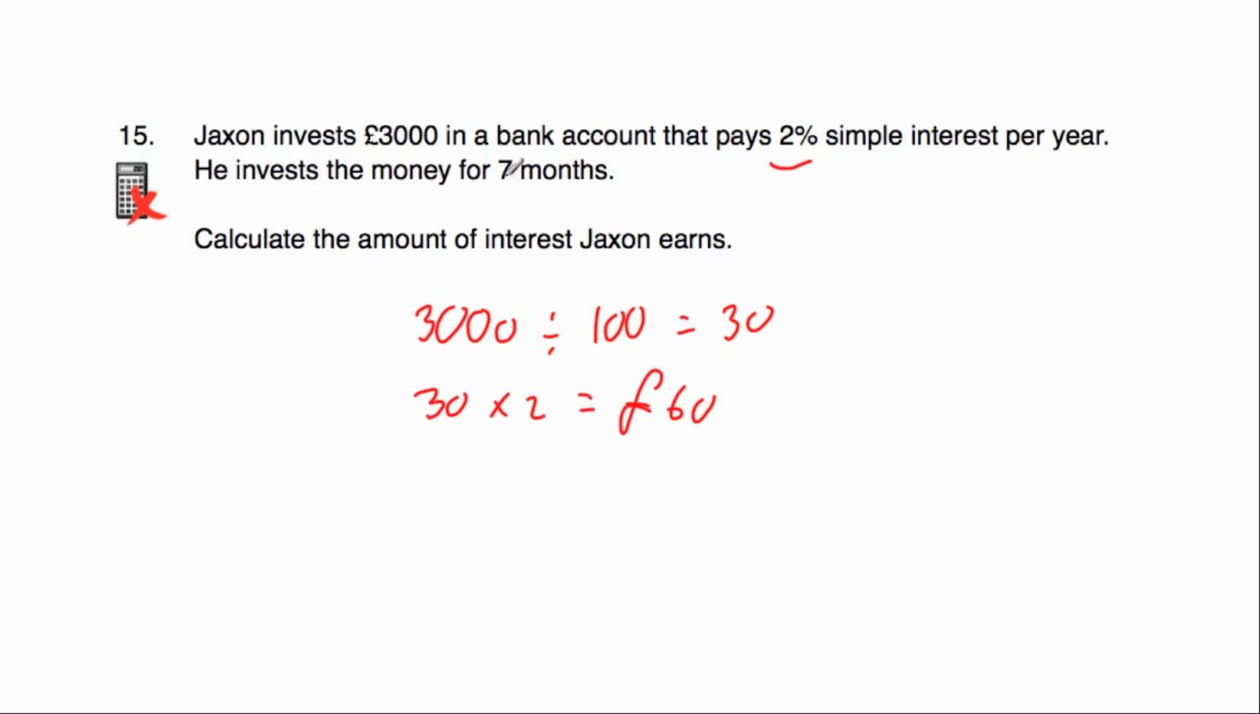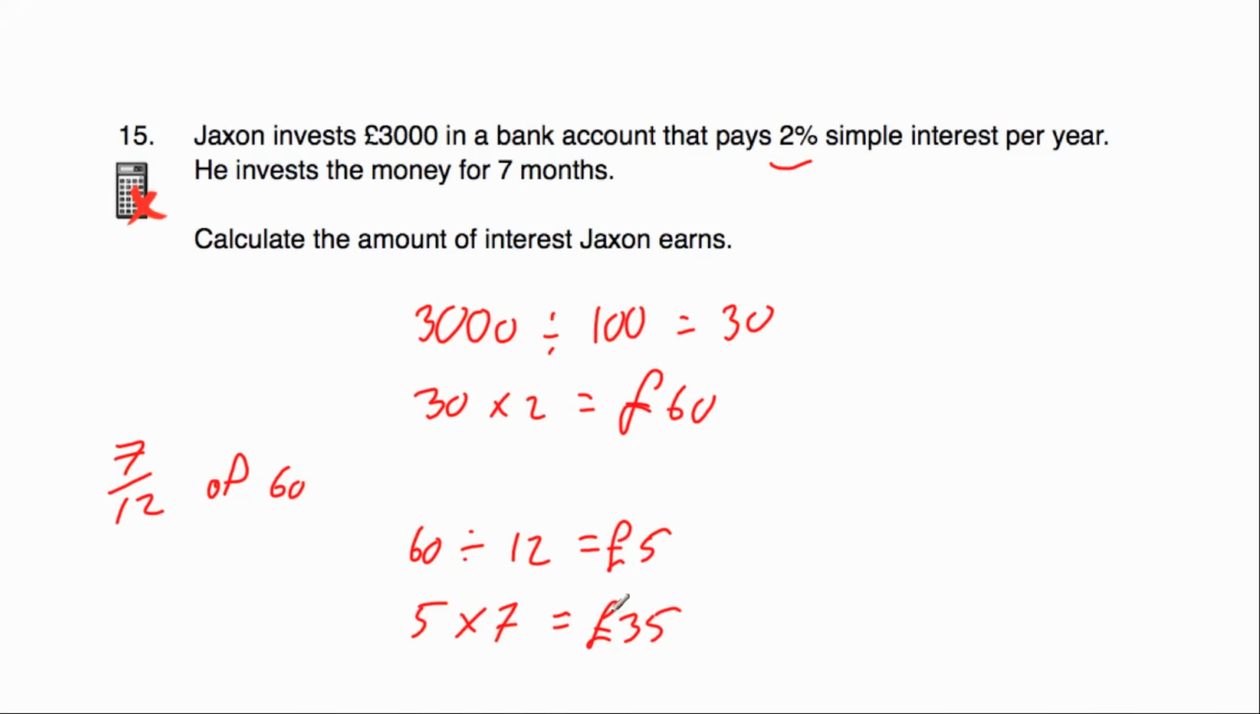Now Jackson didn't invest the money for a whole year, he only invested the money for 7 months. So 7 months is 7/12 of a year. Now providing Jackson's bank account lets him take the money out and receive the interest, if we work out 7/12 of 60, we'll work out how much money he should receive in interest in that time. So to work out 7/12 of 60, we'll take our 60 and divide by the denominator, so 60 divided by 12 is equal to £5. And then if we multiply by the numerator, 5 multiplied by 7 is equal to £35. So Jackson should receive £35 of interest. Okay, let's have a look at question 16.